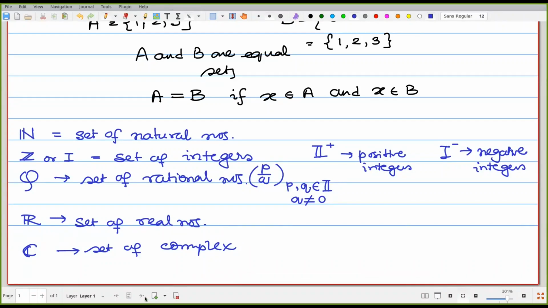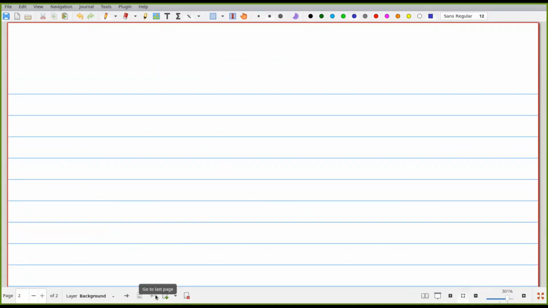Next one is called the subset, and another one is called the superset. So what is subset and what is superset? Subset means a set is there which has some elements, and the elements of that particular set also belong to another set.